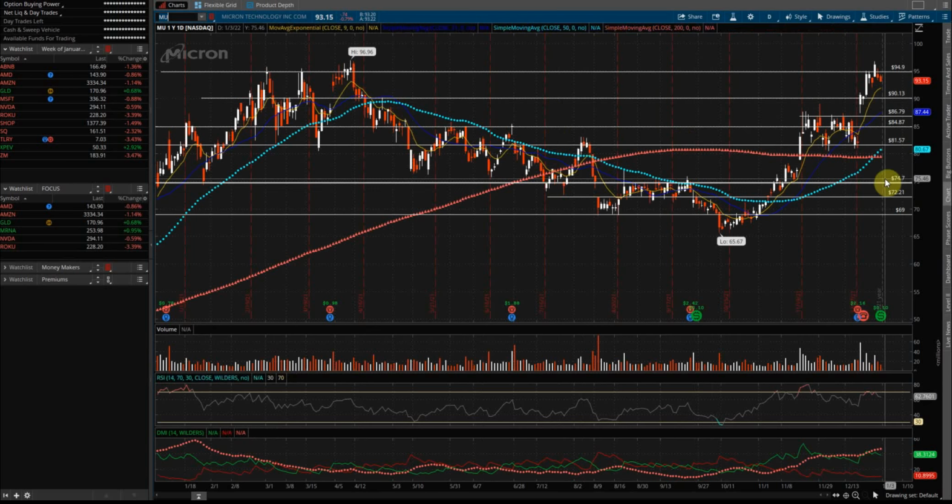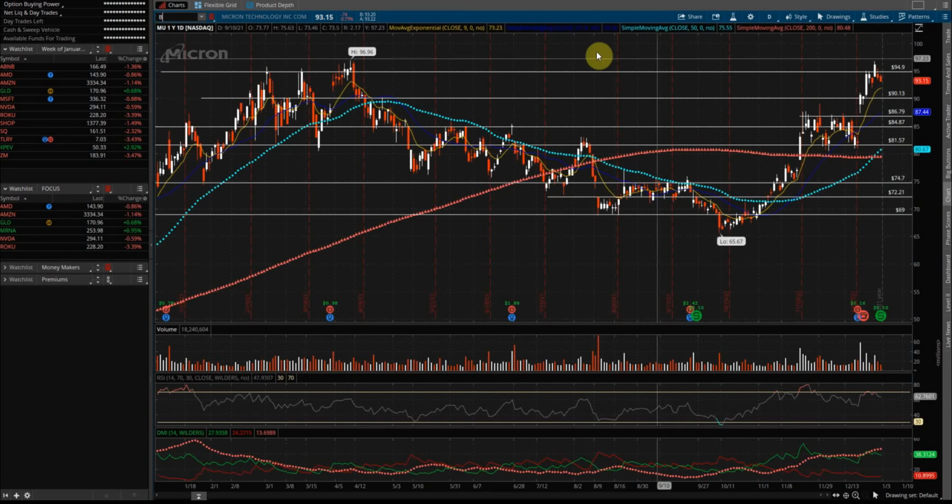MU also has an all-time high breakout possibility. Over 97 can very quickly see 100, maybe even 105 in short time. So that's something I'm watching for as well.